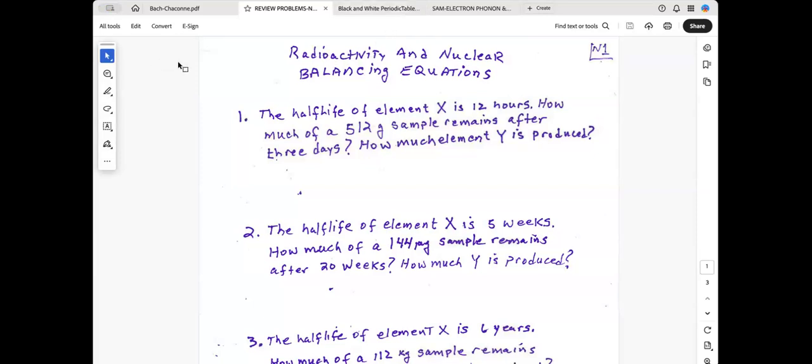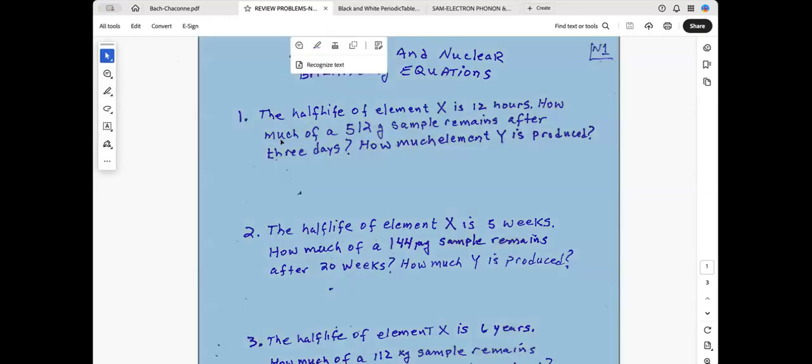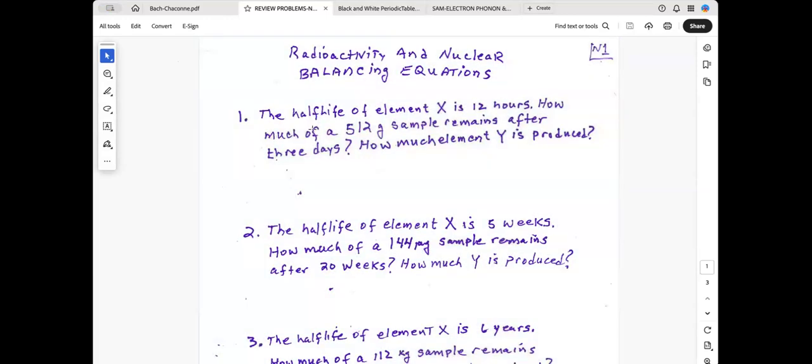All right, so let's go through some of these half-life problems. The half-life of element X is 12 hours.